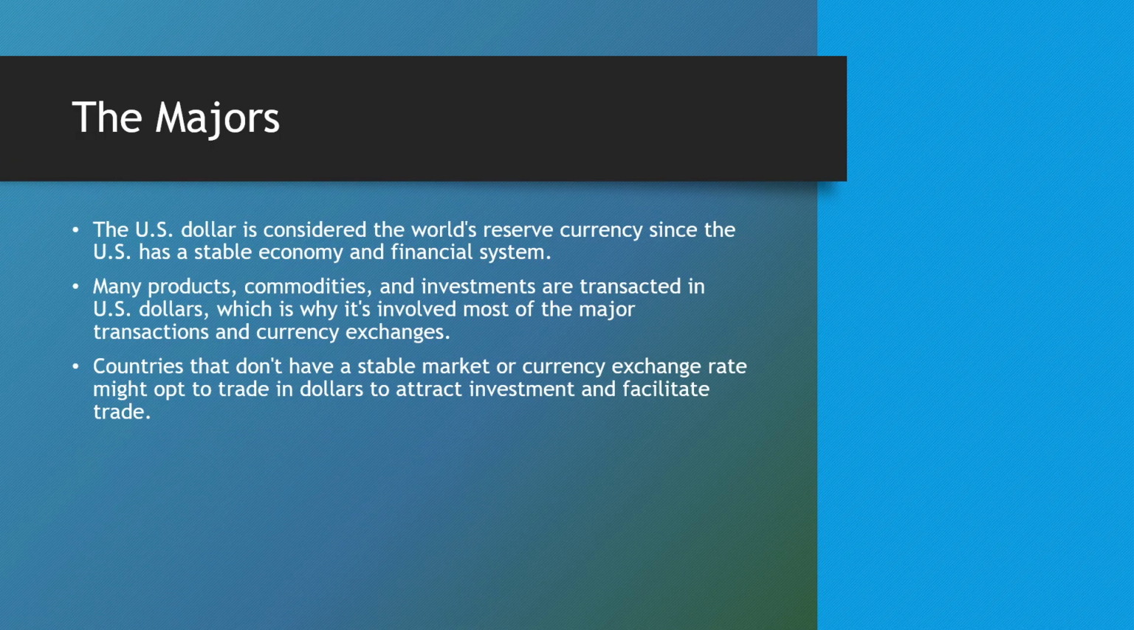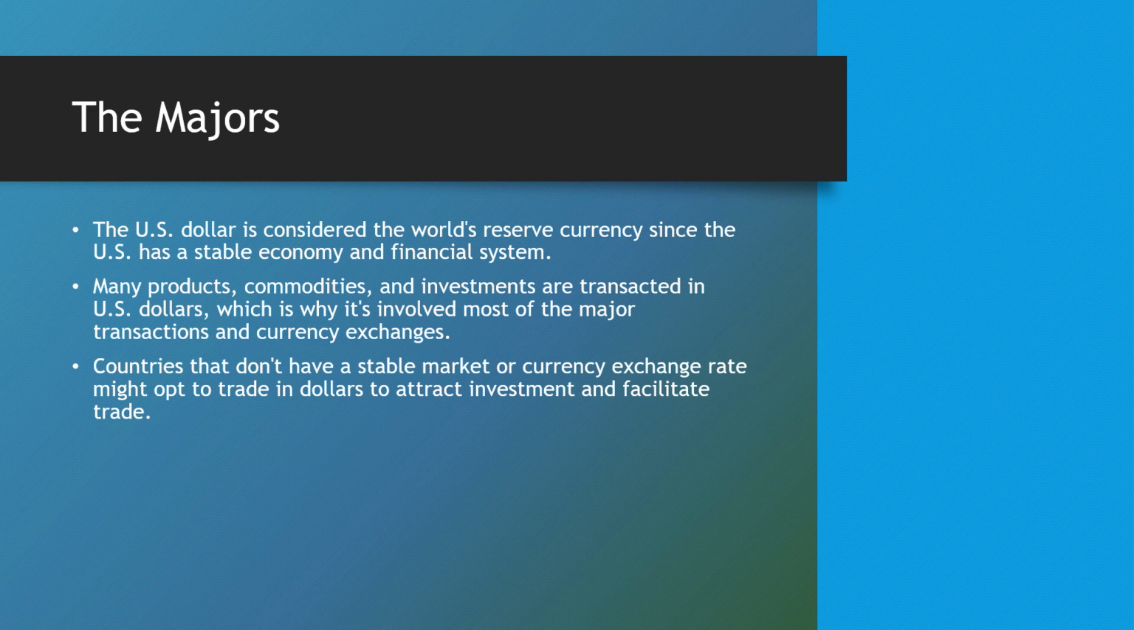The US dollar is considered the world's reserve currency since the US has a stable economy and financial system. Many products, commodities, and investments are transacted in US dollars, which is why it's involved in most major transactions and currency exchanges. Countries that don't have a stable market or currency exchange rate might opt to trade in dollars to attract investment or facilitate trade.